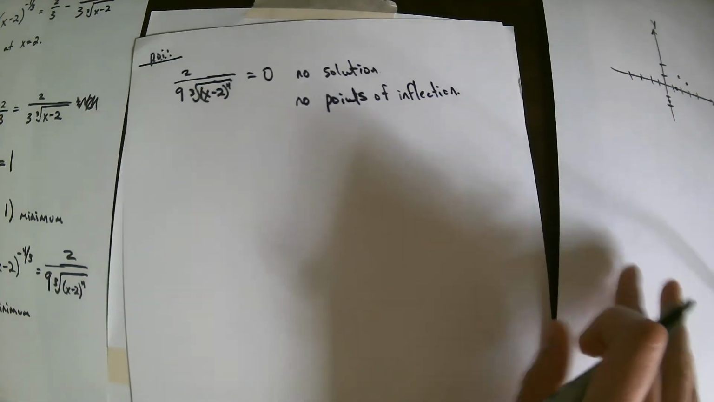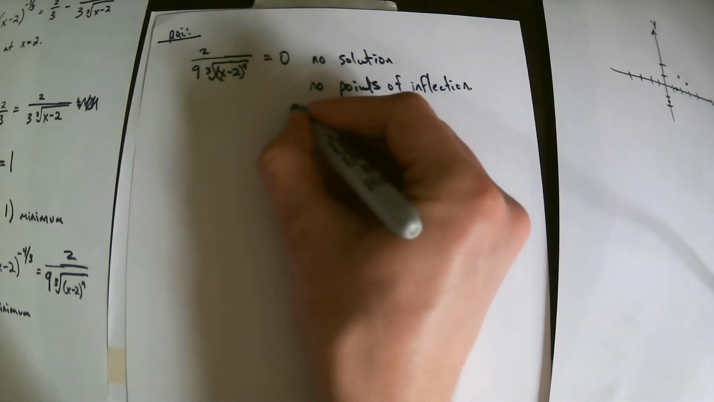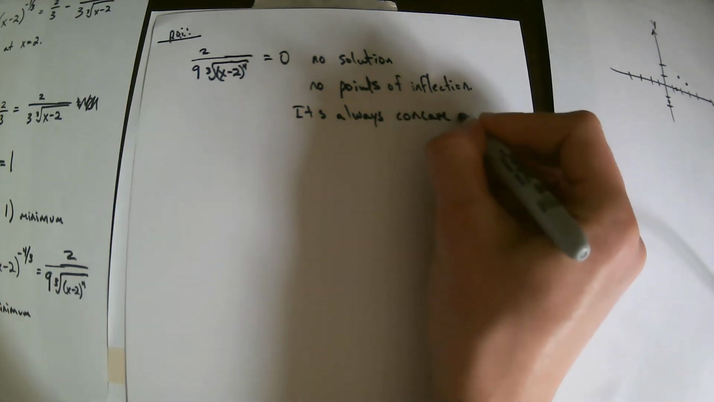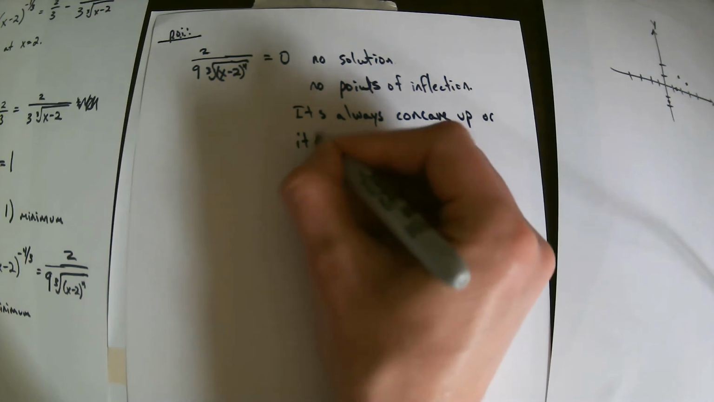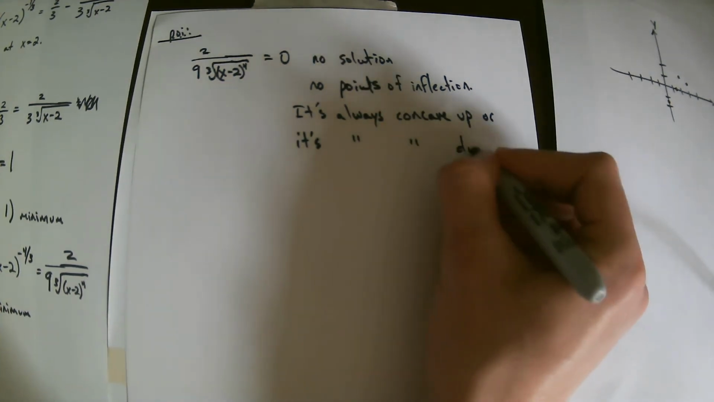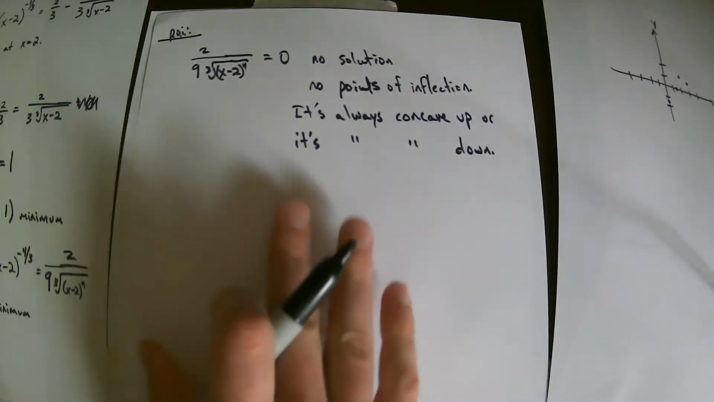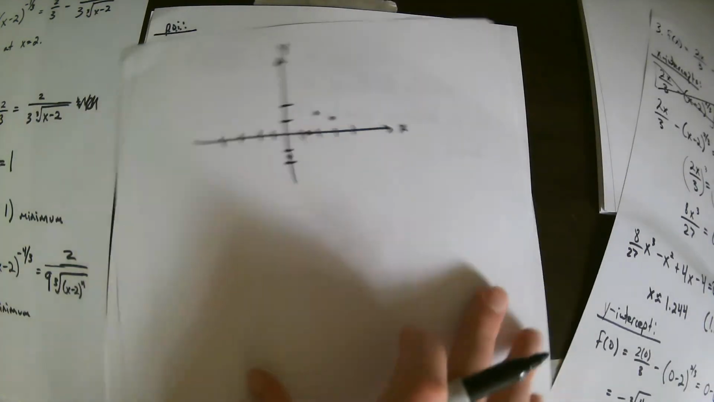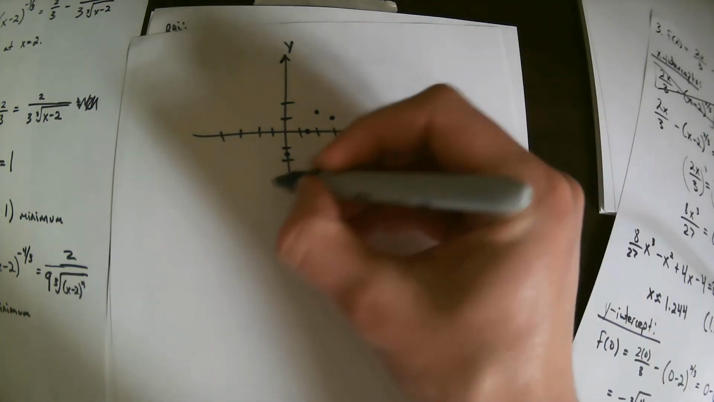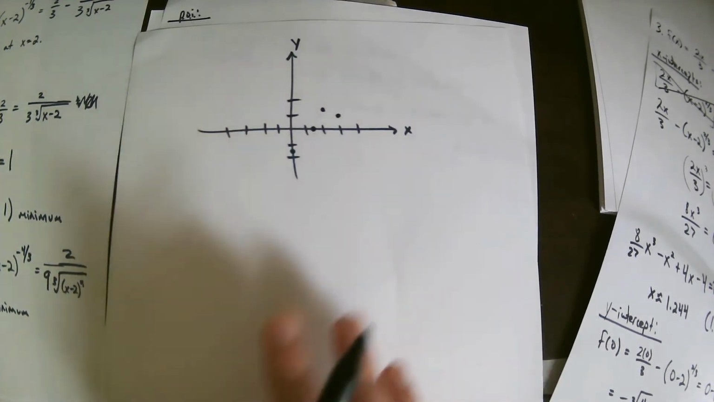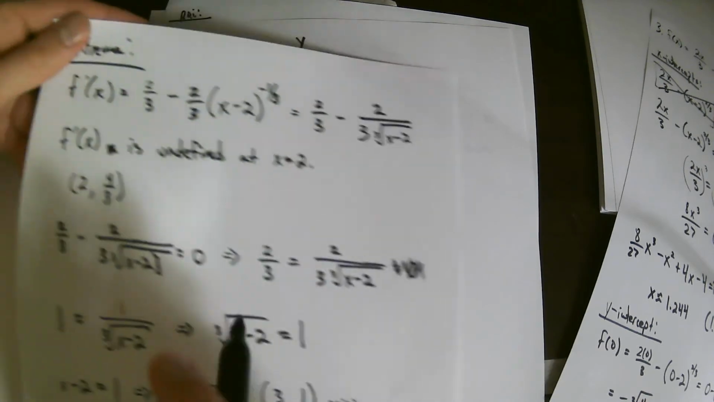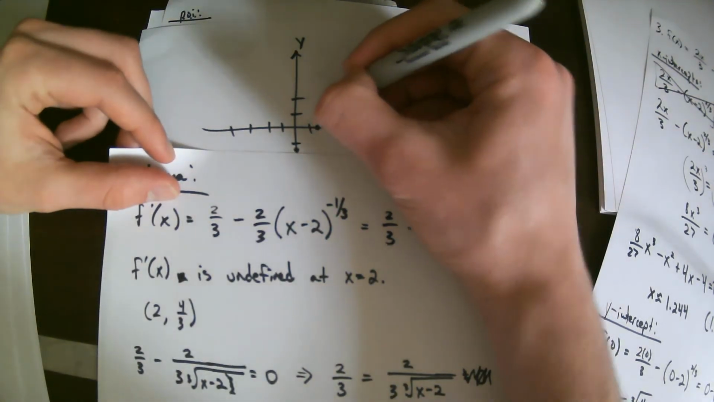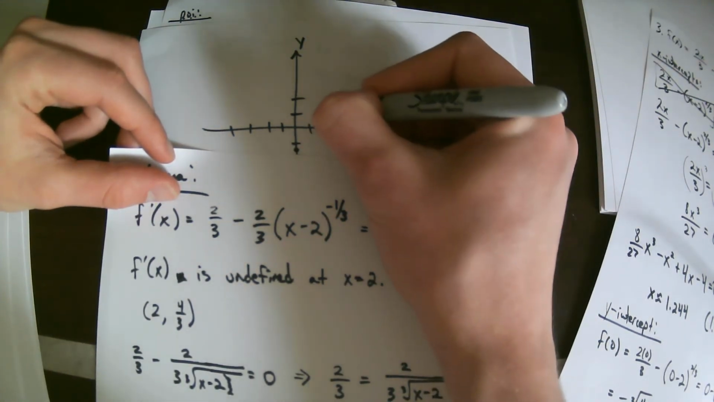Alright, so let's see what we got here. No points of inflection. That means it's always concave up or concave down. Or like a straight line. But surely we know this function is not a straight line. Alright. So this is either always concave down or it's always concave up. What else do we know, though? We know that f prime at x is undefined at x equals 2. This is a cusp. This is a sharp point, right? This is a sharp point.